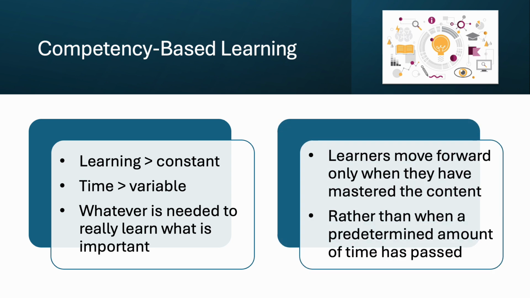For competency-based learning, also known as CBI, this is a quick high-level summary of how it works. Learning is the constant, and the amount of time is variable. Whatever is needed to really learn what is important. Also, learners move forward only when they have mastered the content rather than when a predetermined amount of time has passed.